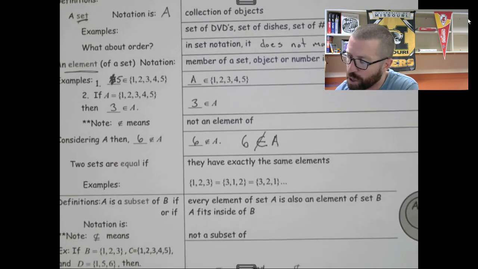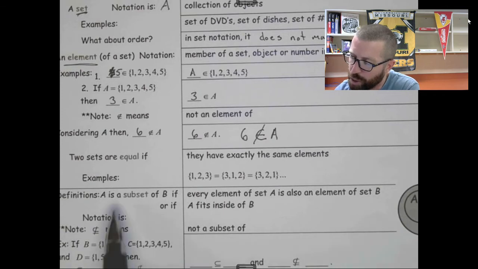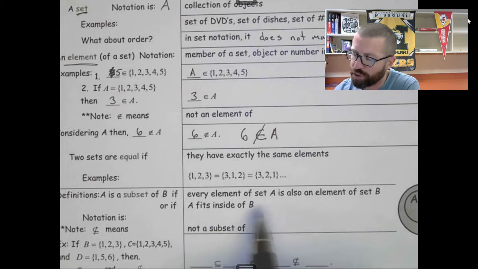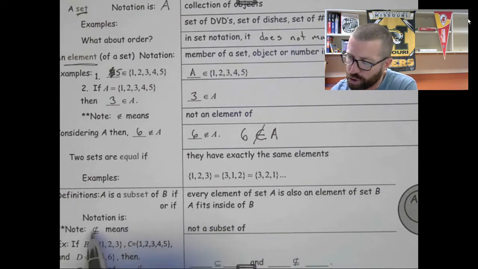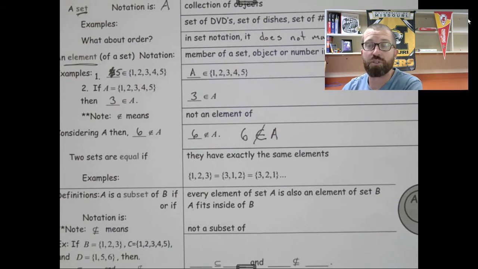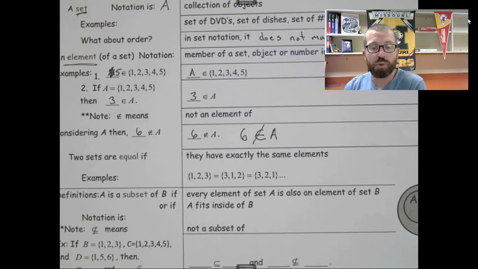Okay, a couple definitions with sets. A subset: A is a subset of B if every element of A is also an element of set B, or if A fits inside of B. If we draw a line through this symbol, it means it's not a subset. In this class, for example, we could say everyone taking this class is a subset of students at Park Hill High School, because everyone goes to Park Hill High School. Unless there's someone in this class who's not at Park Hill High School, then we would say everyone in this class is not a subset of Park Hill High School.